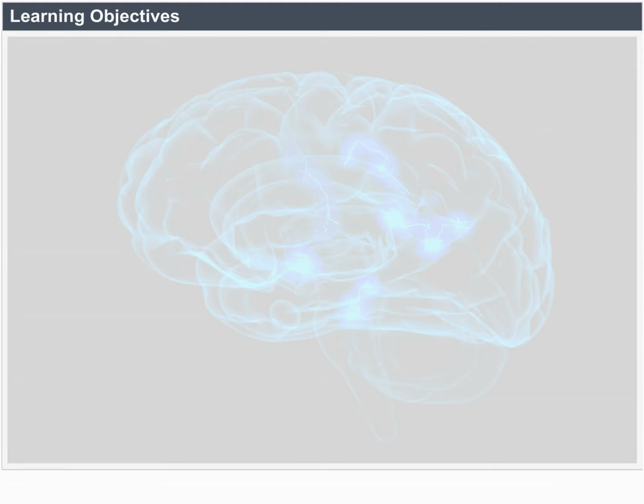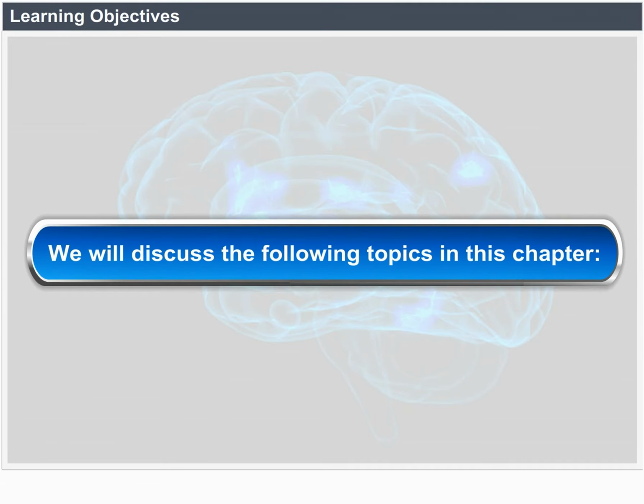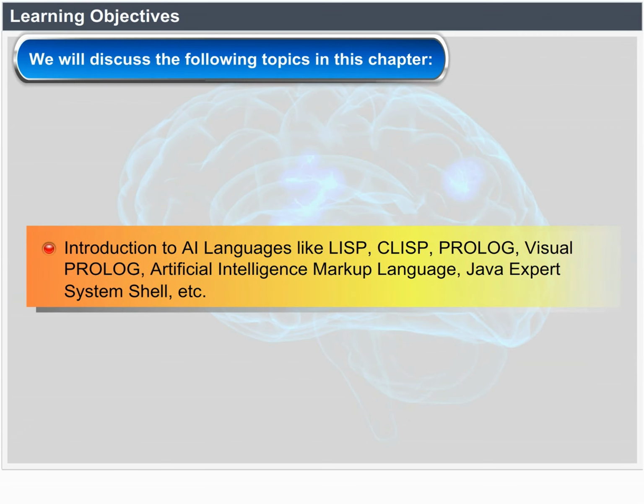Learning objectives. We will discuss the following topics in this chapter. Introduction to AI languages like LISP, Common LISP, Prolog, Visual Prolog, Artificial Intelligence Markup Language, Java Expert System Shell, etc.